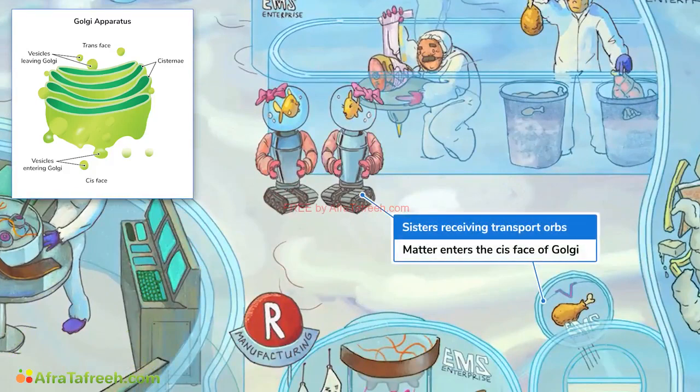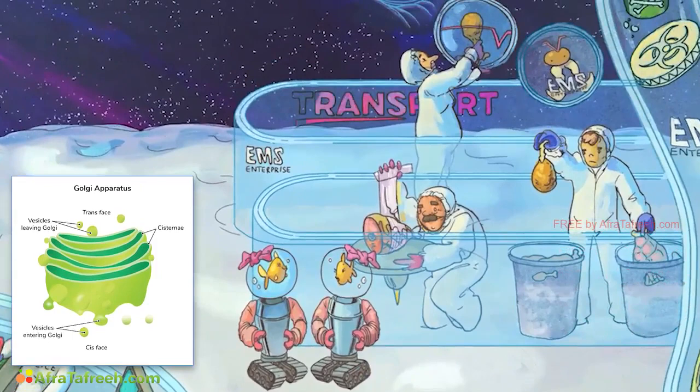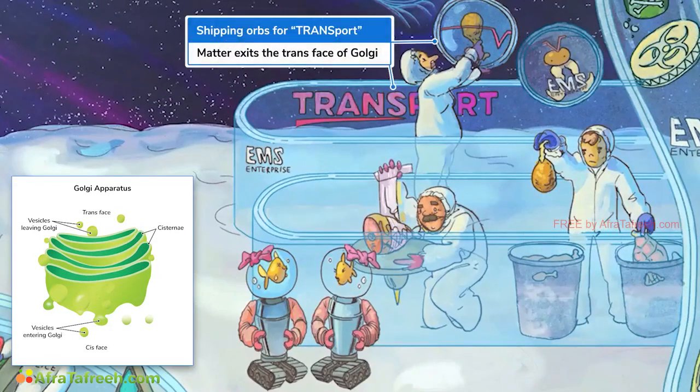The cis face is where vesicles from the ER fuse to the Golgi, so it's the receiving end of the Golgi. Sort of like how these goldfish receptionist sisters are receiving a chicken-filled vesicle at the cis side of the production center. The trans face is the shipping end where vesicles form and bud off the Golgi, carrying products to other locations within the cell or to the plasma membrane to get excreted, hence the transport side of the Golgi processing center. So what kind of magic happens between the cis and trans faces?